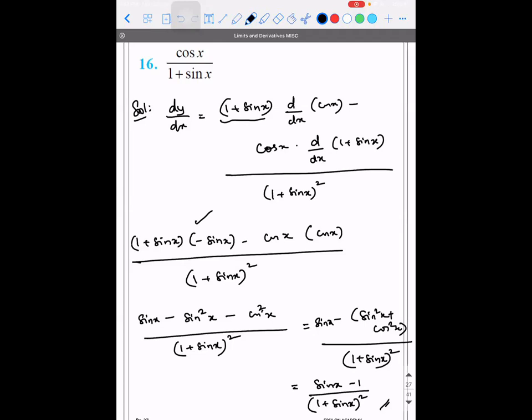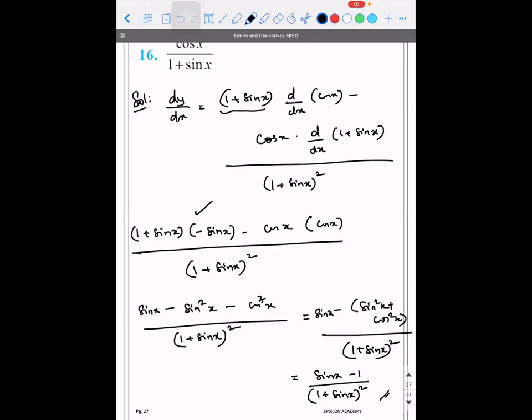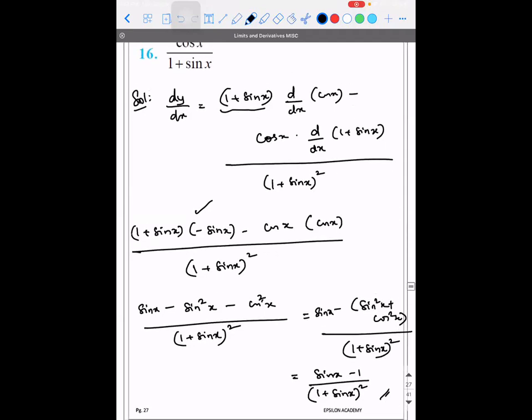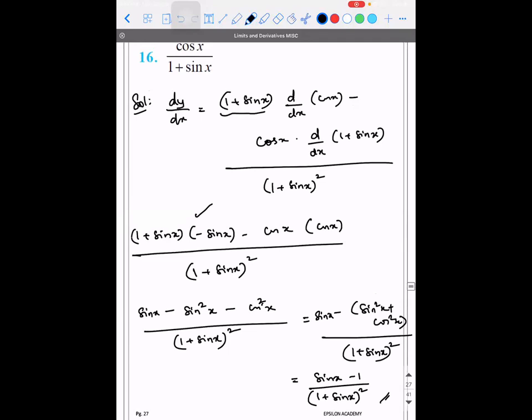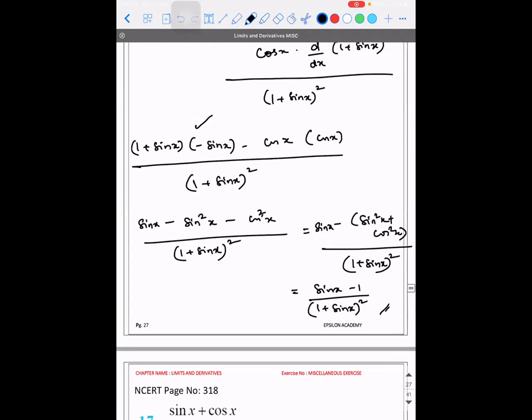Shall I proceed? The answer given below is minus 1 by 1 plus sin x, sir. Minus 1 by (1 plus sin x) the whole square. Only 1 plus sin x, sir. The whole square gets cancelled. It's not there. Okay.